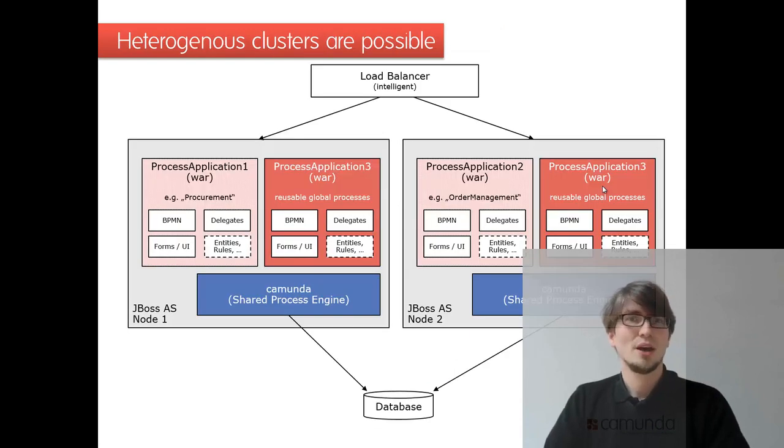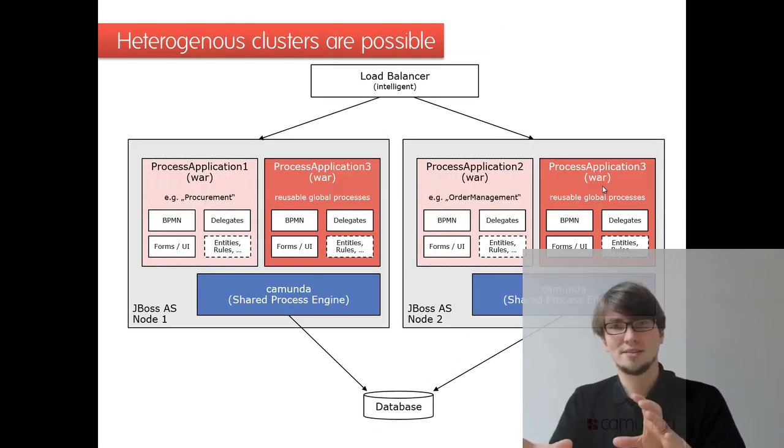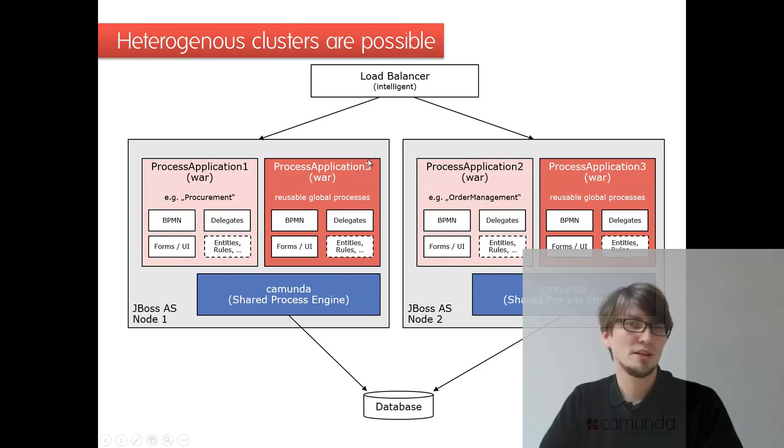You can use heterogeneous clusters there. So if you have different cluster nodes, they might have different process applications. Here we had the example from the beginning. We have, for example, the reusable global processes on both nodes. But we might have the procurement deployment only on node 1 and the order management only on node 2. But they still have the same shared database.